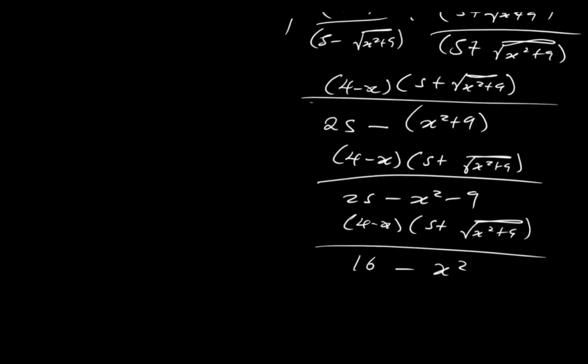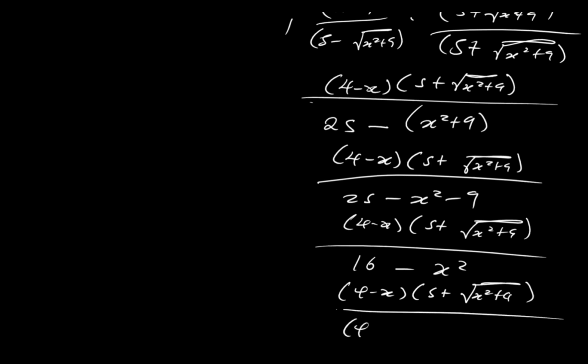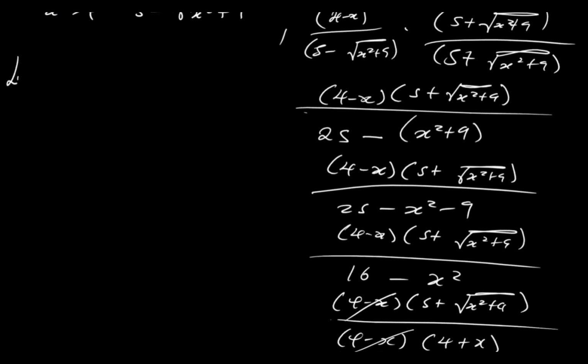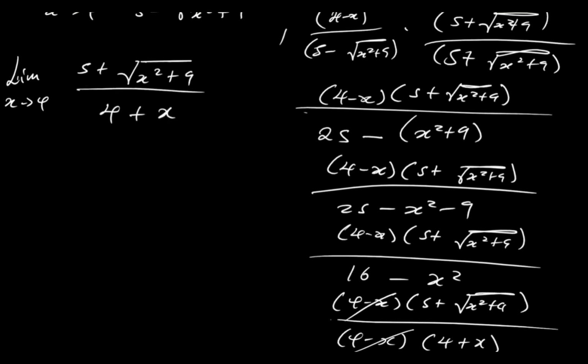So if you get this portion and put it there, what you have. But basically the bottom can be fixed out. You can have 4 minus x, then 5 plus root of x squared plus 9 over, this would be 4 minus x, then 4 plus x. Then this can cancel out with that. So now you're just having lim as x approaches 4 of 5 plus root of x squared plus 9 over 4 plus x. Then you can plug in.